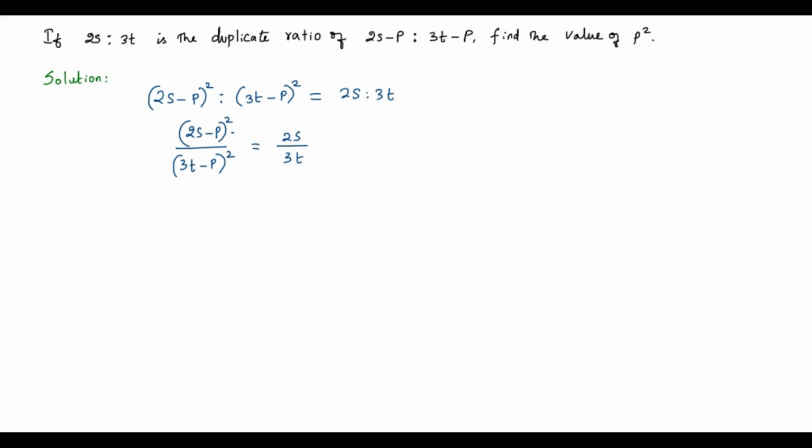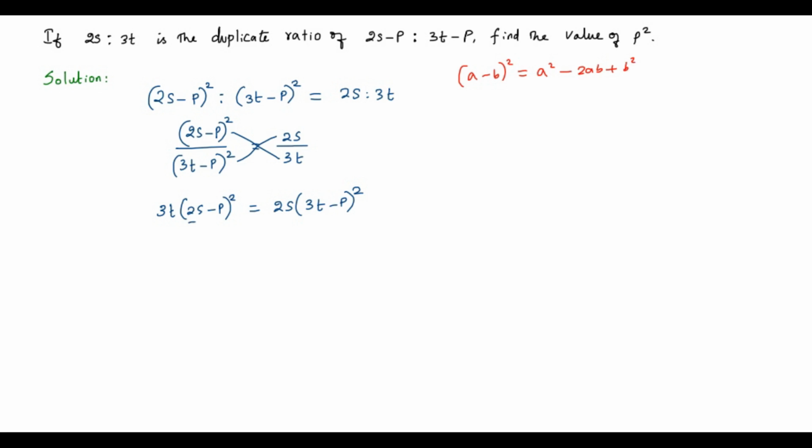Okay, now we can do cross multiplication. That is 3t times 2s minus p the whole square, and on the right side we have 2s times 3t minus p the whole square. Now we have to expand this. This is in the form of a minus b the whole square. We all know the expansion, one of the important identities of algebra: a minus b the whole square is equal to a square minus 2ab plus b square.